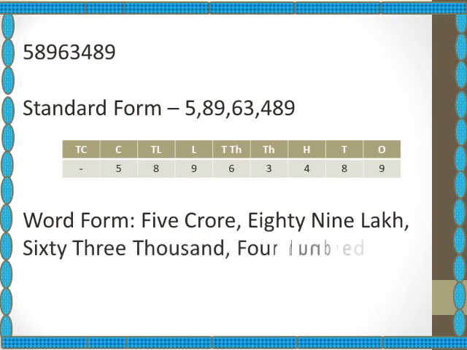So now you will read it together. 5 crore, 89 lakh, 63,489. So according to each period, you will read the number.